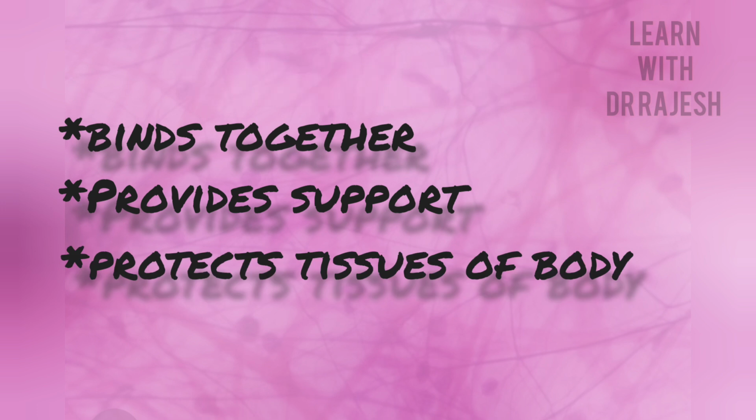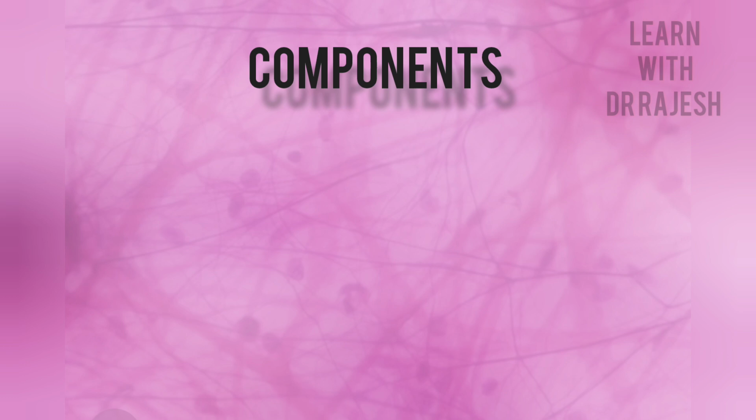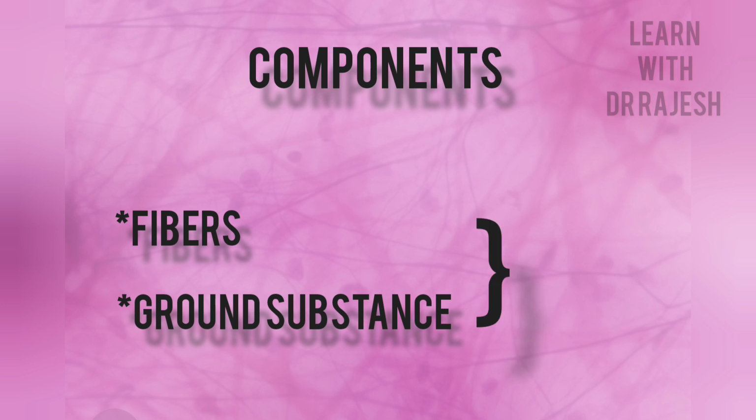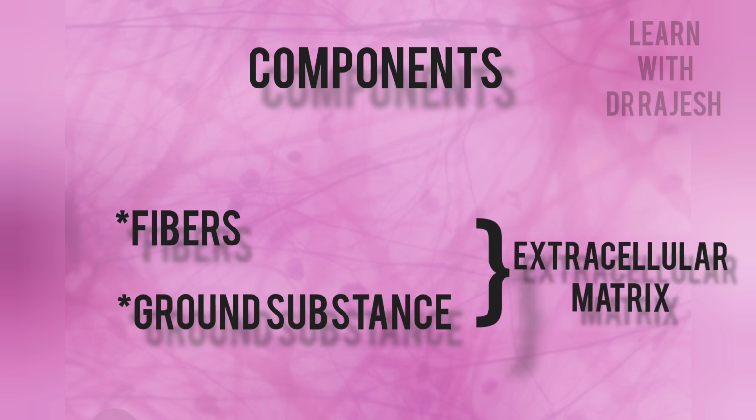What are the components of connective tissue? The components of connective tissue are the cells, fibers and the ground substance. The fibers and the ground substance together make the extracellular matrix.